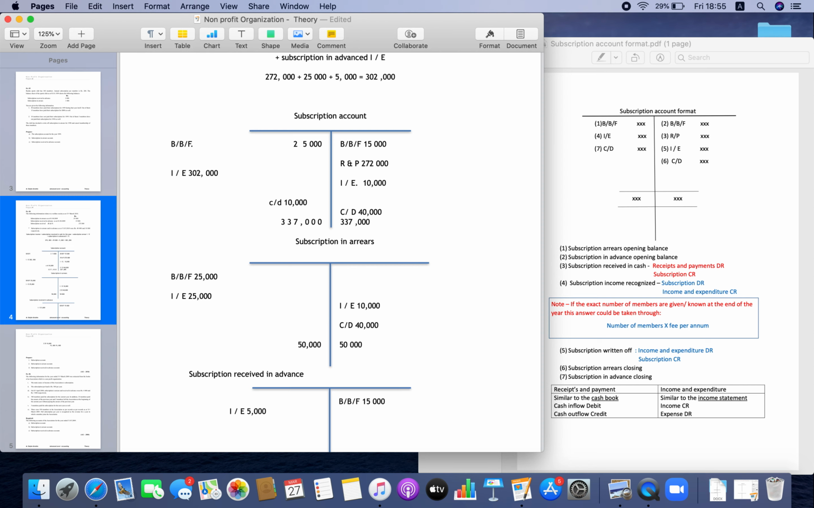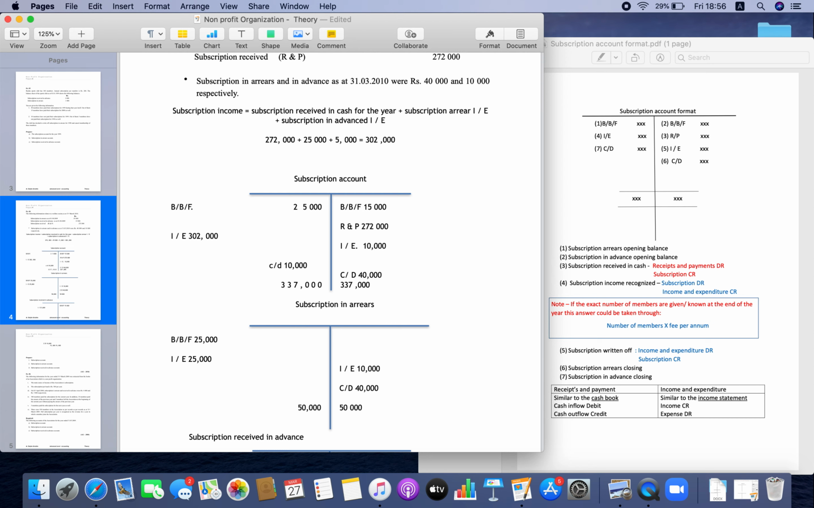So that is the purpose of preparing 3 T accounts, that is, to understand from each account how much we recognized as income and expenditure, so as to cross check our answer. The total income of 302,000 can always be cross checked by adding these three figures. We got 272 received in cash. This 25,000 is in your arrears account, the income and expenditure value. The 5,000 was in the advance account, the income and expenditure value. So once you add all three, you definitely have to get 302,000.